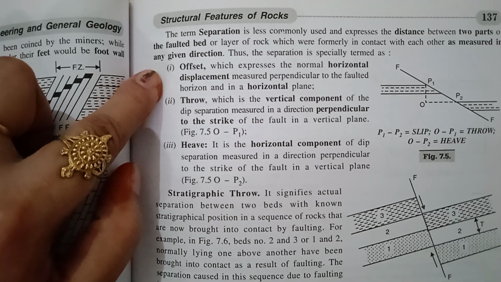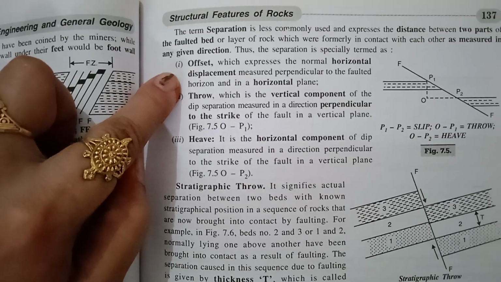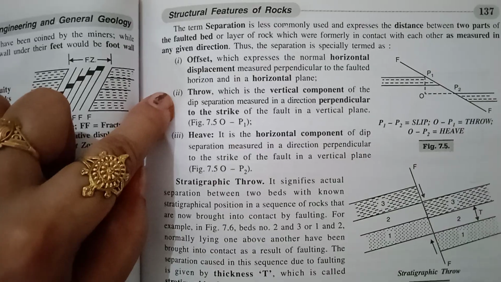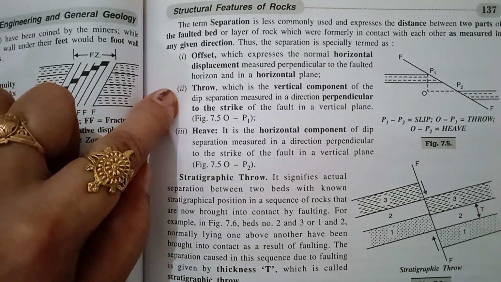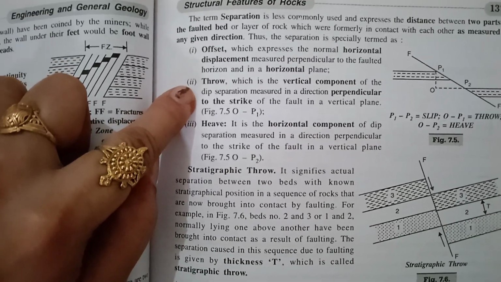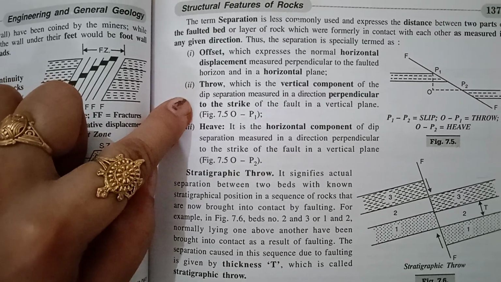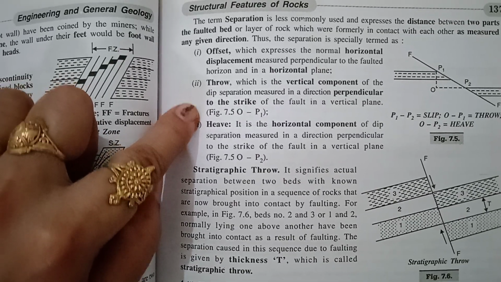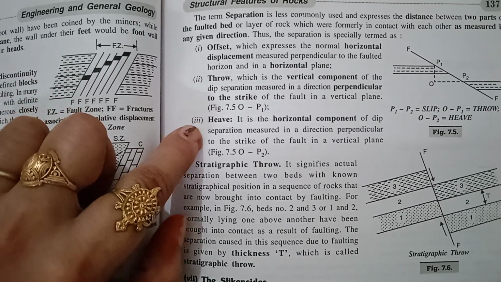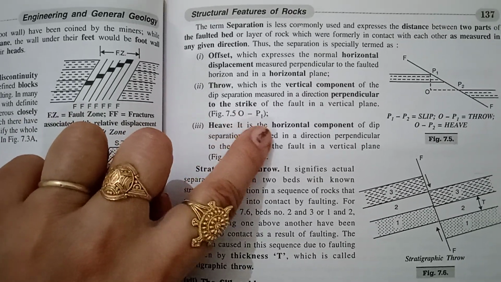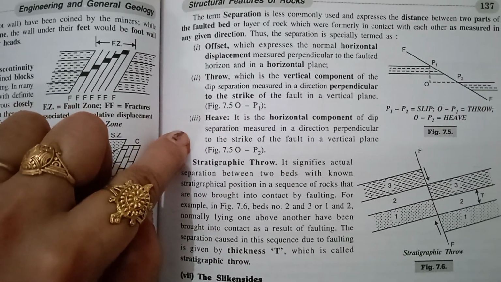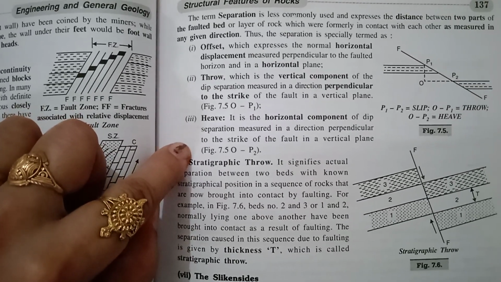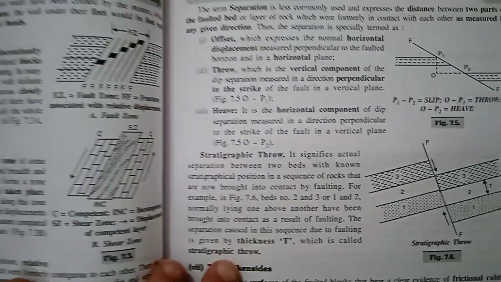Thus, the separation is especially termed offset, which expresses the normal horizontal displacement measured perpendicular to the faulted zones in a horizontal plane, and the vertical component of the dip separation measured in a direction perpendicular to the strike of the fault in a vertical plane. So O and P1. So heave is the horizontal component of a dip separation measured in a direction perpendicular to the strike of the fault in a vertical plane.